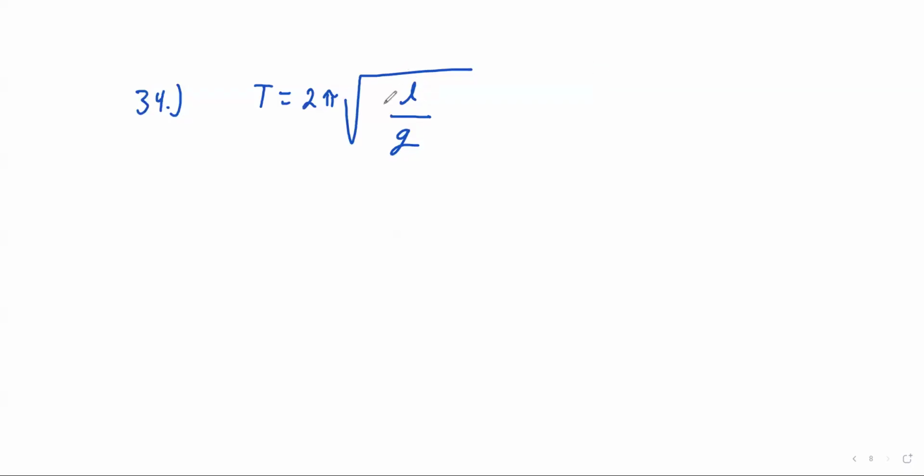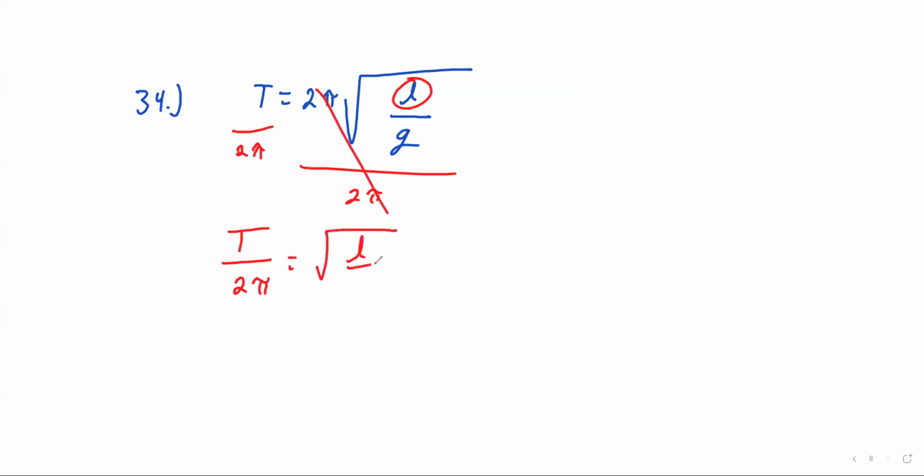When I'm solving for a letter with a whole bunch of letters, I like to circle it to let me know this is what I'm trying to get by itself. Before I can get rid of the radical, I have to isolate it. So I'm going to divide both sides by 2 pi. Note that when you're dealing with literal equations, you're not going to get a number out of it. You're just going to get another formula, so don't try to simplify it because you can't. Now that I got the radical by itself, I can then square both sides.